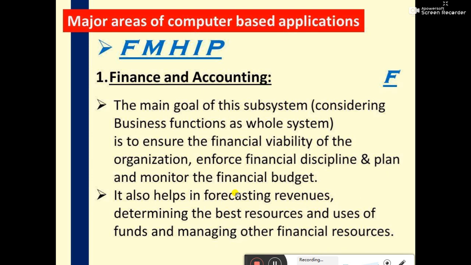So there are major areas of computer based applications, or you can say information systems. Like here you can see finance and accounting. We know there is an example like Tally. If you search on the internet you can find what Tally is. It is used in business organizations to maintain finance and accounting. So there is other software also, other information systems also, which are applied in these areas.